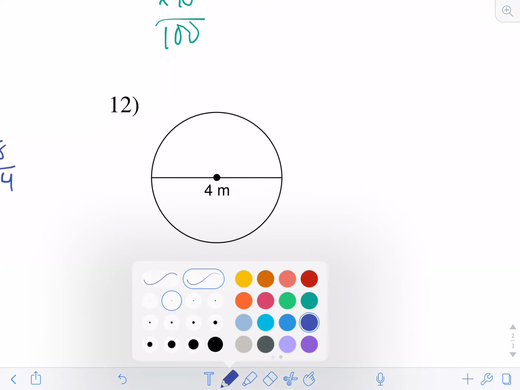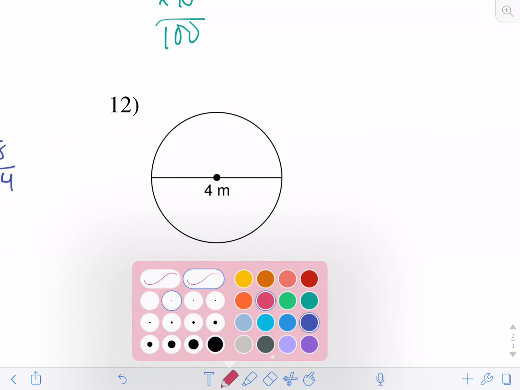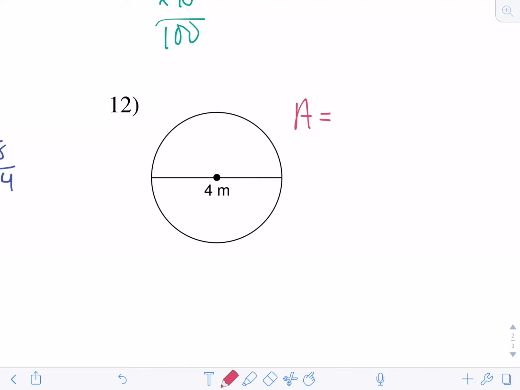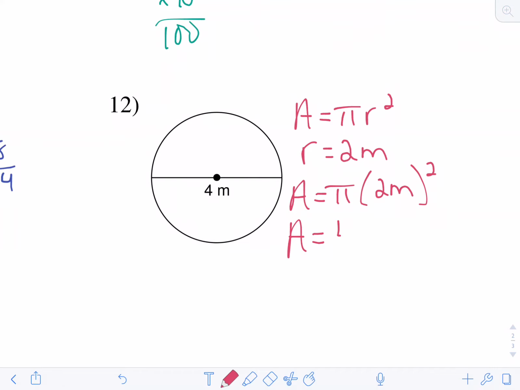Okay, number 12. I have area is equal to pi r squared. My radius is going to be half of my diameter, so my radius is 2 meters. So area is equal to pi times 2 meters, all of that is squared. Well, 2 squared is 2 times 2, which is 4, so I have 4 pi meters squared.